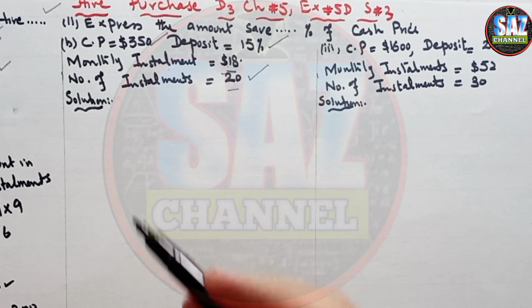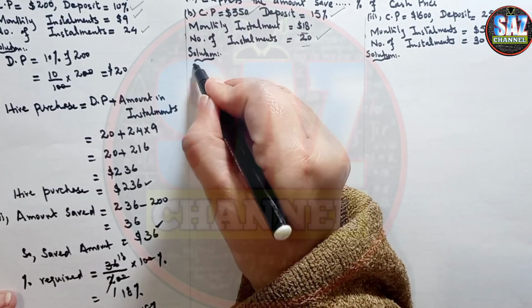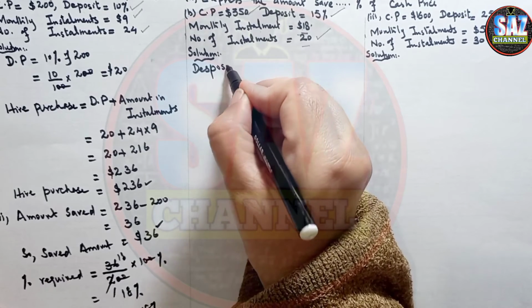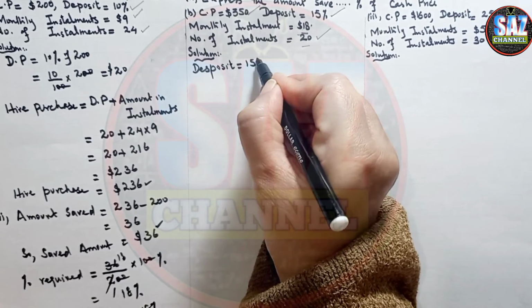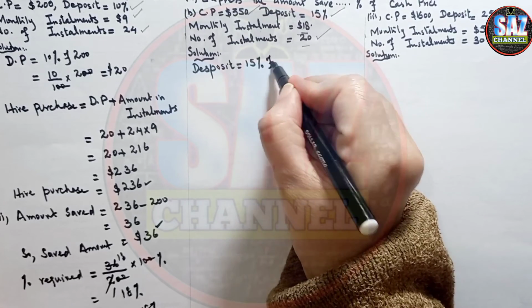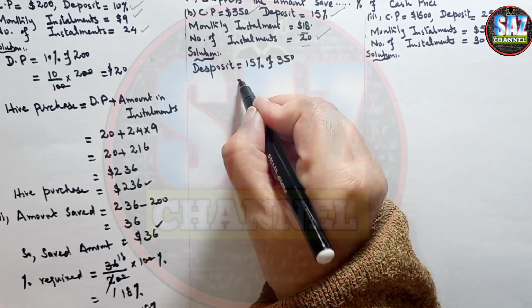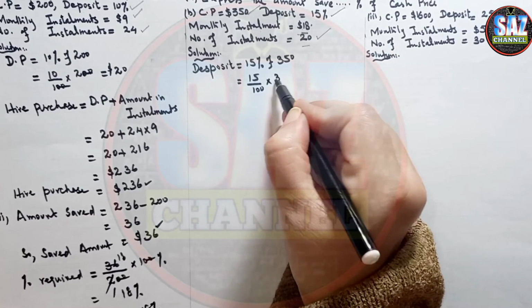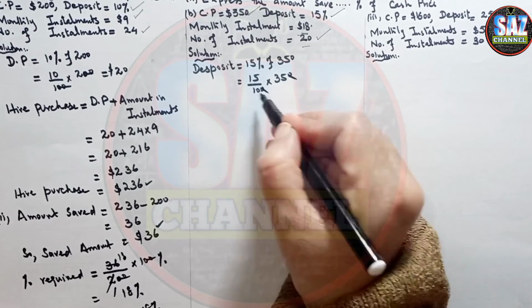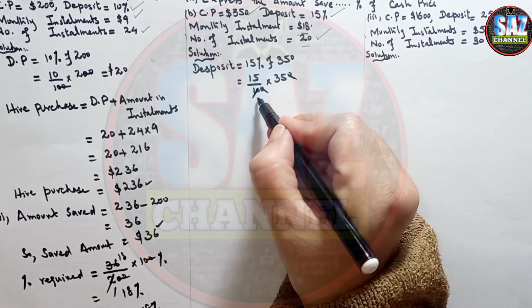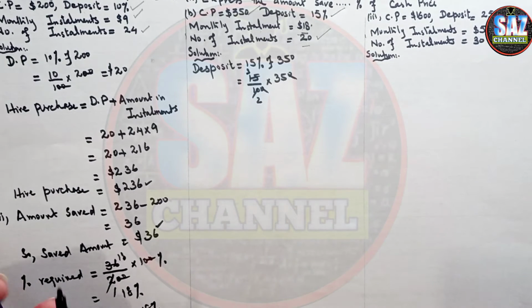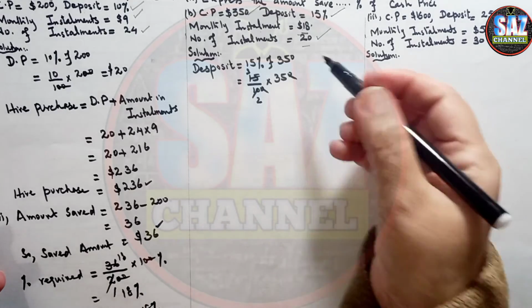The percentage deposit is given but the deposit is not given. So the deposit equals 15% of 350, and it will take the form 15 over 100 multiplied by 350. The 0 can go with this 0, and then I will be left with 5 2s are 10 and 5 3s are 15, and then I have to multiply 35 by 3. 35 multiplied by 3 is 105, divided by 2.